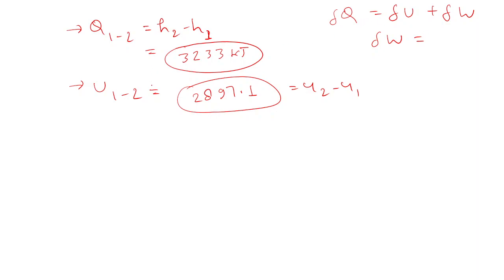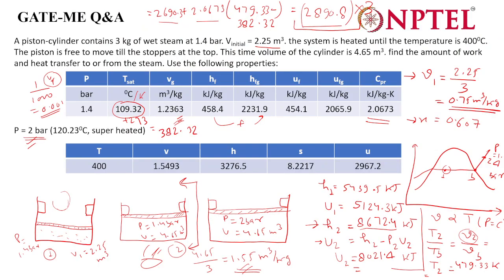Del Q minus del U. This minus this, how much is it coming? 335.99 kilojoule. So we are getting this from here, because after that, for the work, here a constant volume process, in the constant volume process no work is done, right?